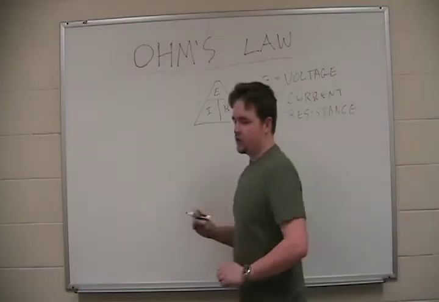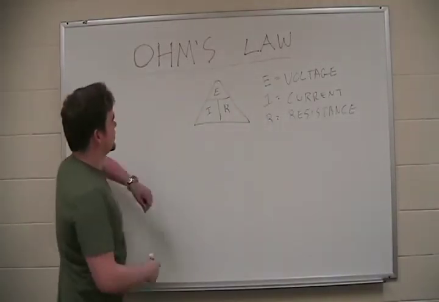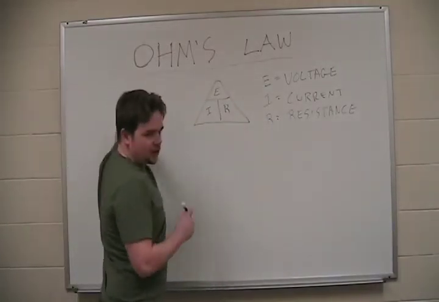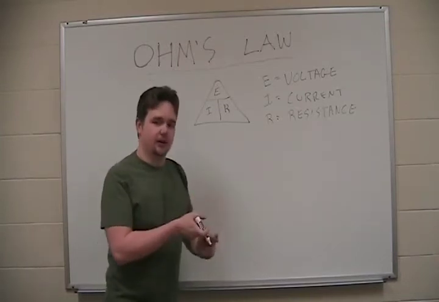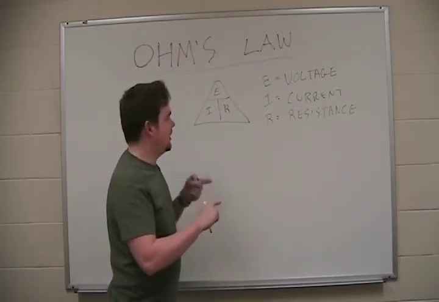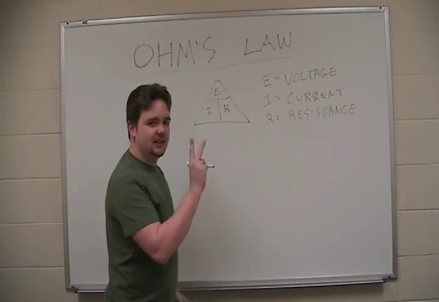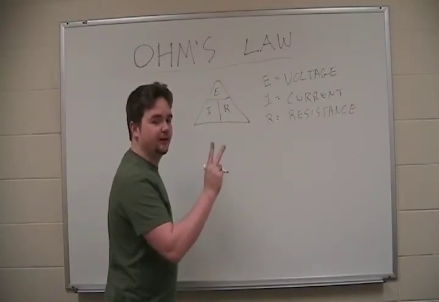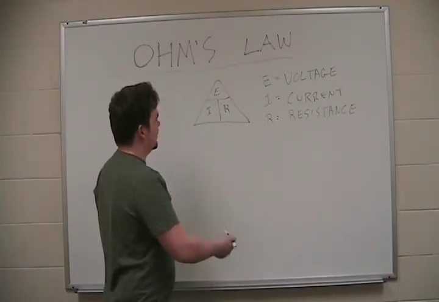Now the way to understand this triangle is this. You always need two variables in order to determine the third. So if you have one variable, you can't find the other two. You need at least two to find the third, but you can always find the third if you have two. And here's how the triangle works.